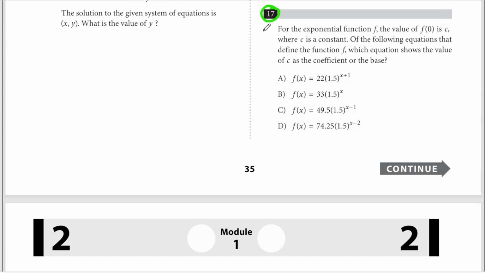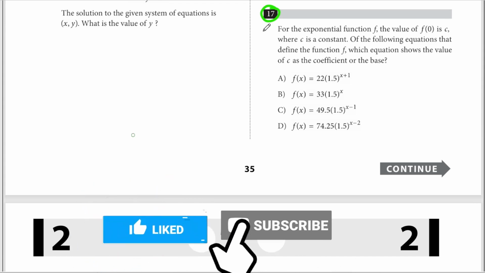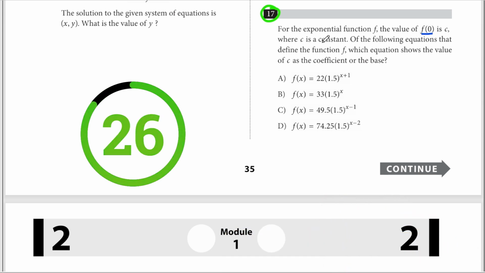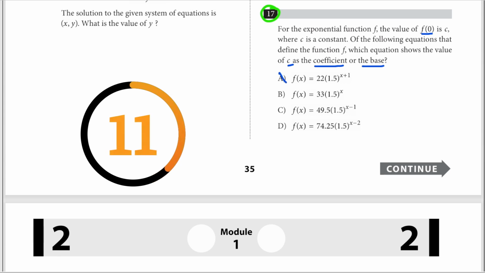So, how can you do this problem in 30 seconds or less? For the exponential function f, the value of f of 0 is c, where c is a constant. Of the following equations that define the function f, which equation shows the value of c as either the coefficient or the base? So when plugging in 0, we'll have to eliminate a, c, and d, and the answer is b.